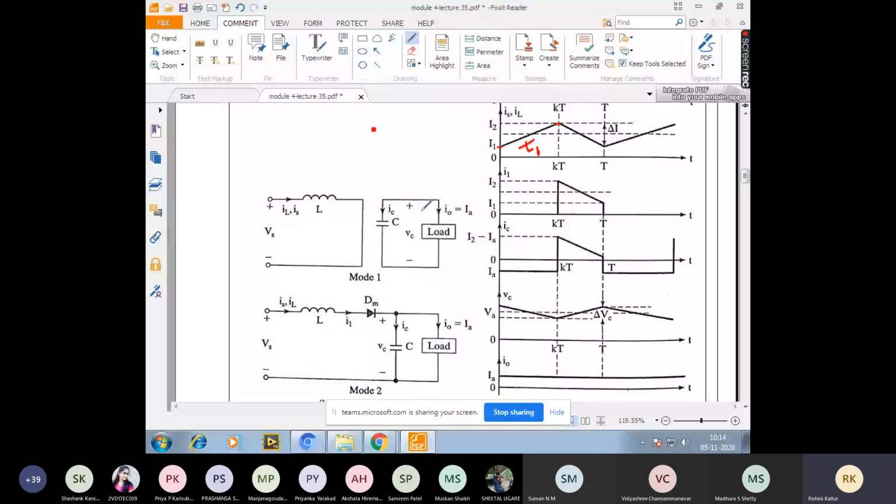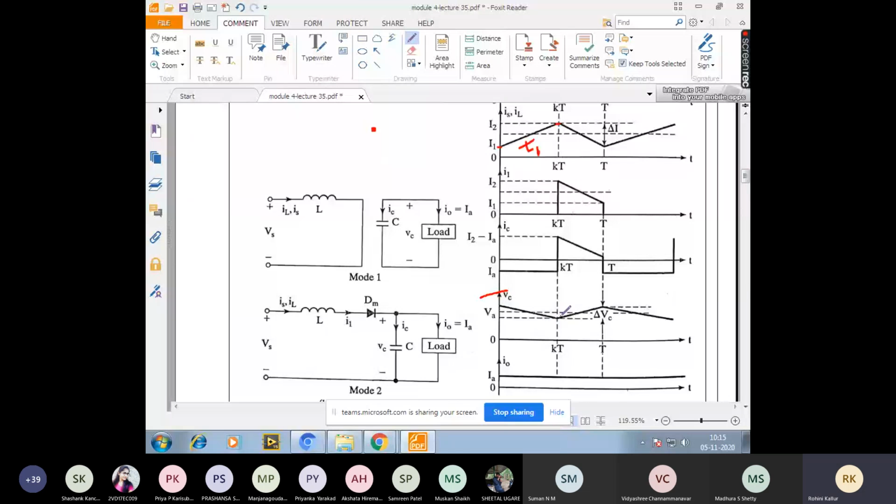If you look at this particular waveform, the capacitor voltage goes on reducing until t is equal to T1, or t is equal to kT. Then during the off condition of the switch, the inductor current is feeding the capacitor. At that time the current passes through the capacitor and the charge accumulates near the plates of the capacitor, because of which there is a change in the capacitor voltage. So the capacitor voltage increments.